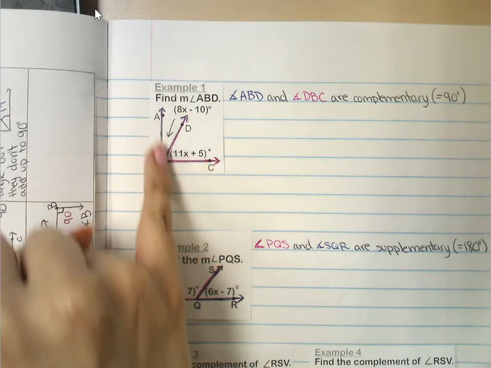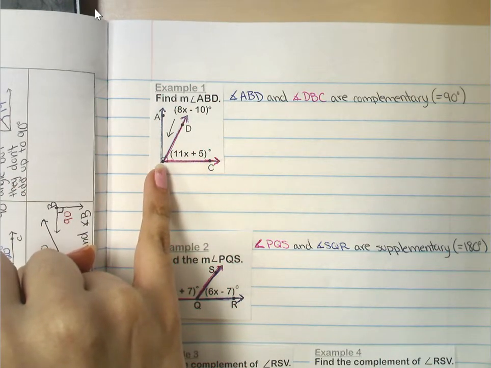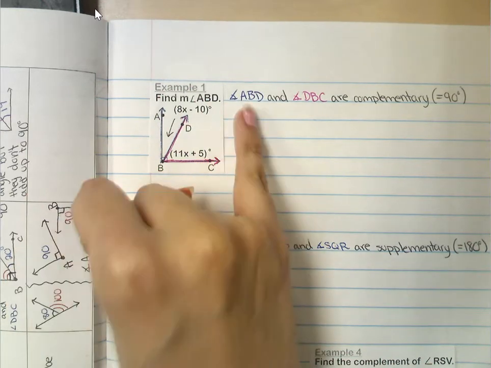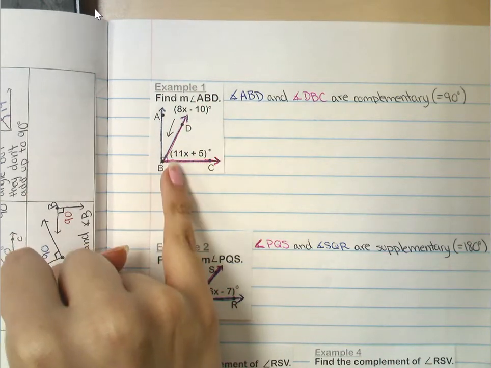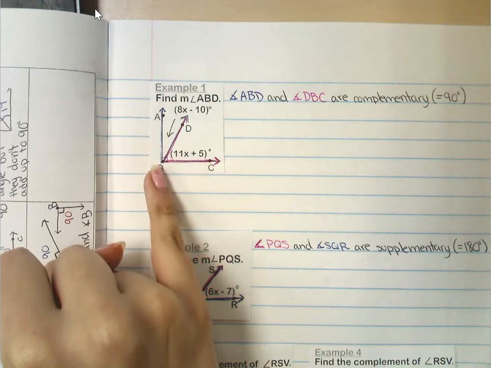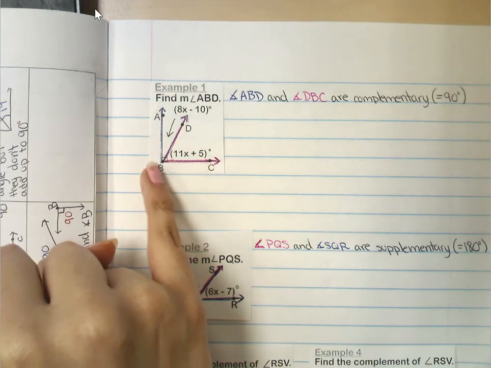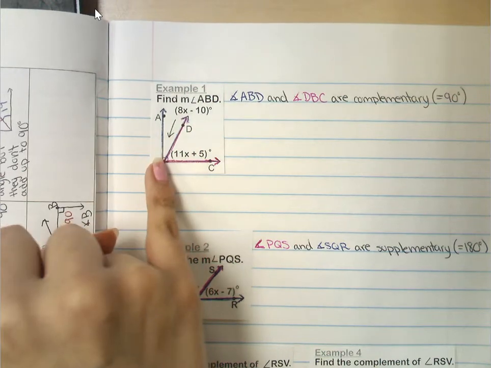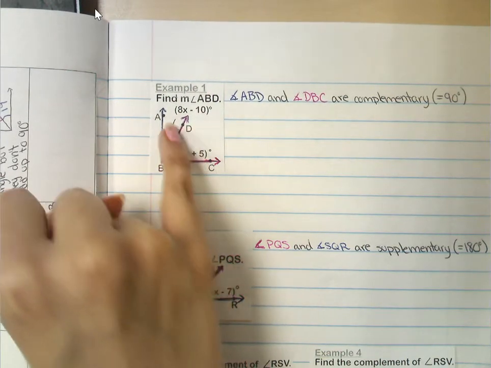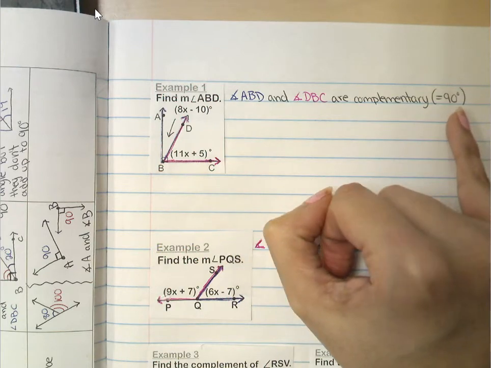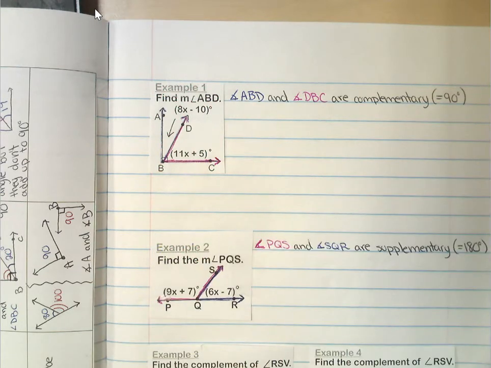ABD, I outlined in blue, and then I outlined DBC in pink. If you put the blue one and the pink one together, you can see that they create a 90-degree angle, which is a right angle, and all right angles are 90. So if I add them together, they're going to equal 90. These are complementary, so they should equal 90. That's what I'm going to do to set up my equation.